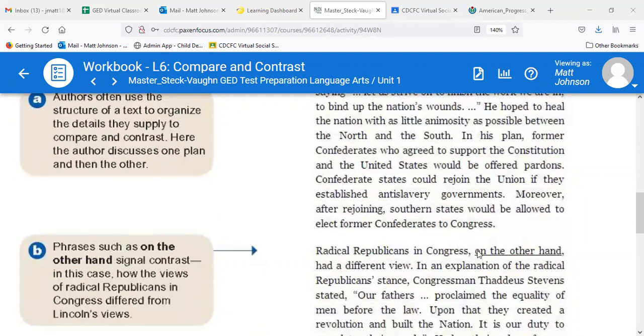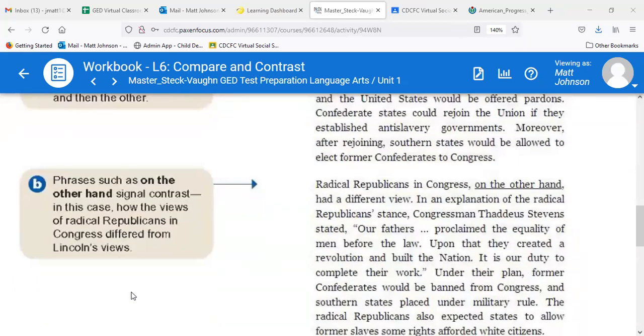And we have that transitional phrase right there, those signal words, on the other hand. So we know we're looking at something different now. The author is signaling us what's to come next doesn't jive with what Lincoln was trying to do, right? So phrases such as on the other hand signal contrast. In this case, how the views of radical Republicans in Congress differed from Lincoln's views.